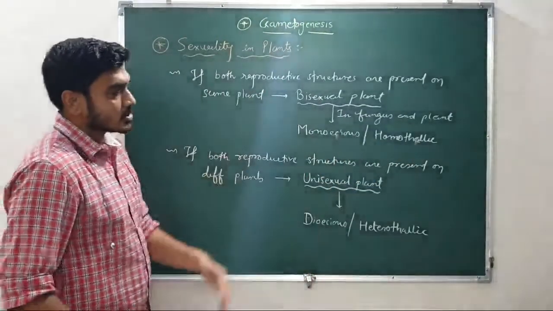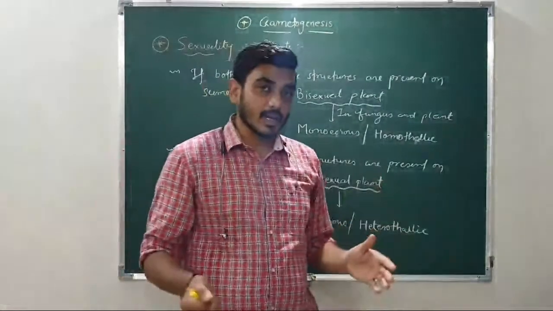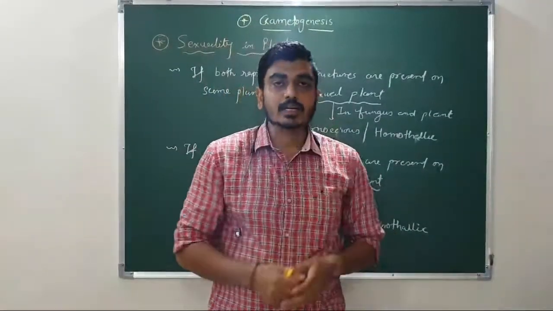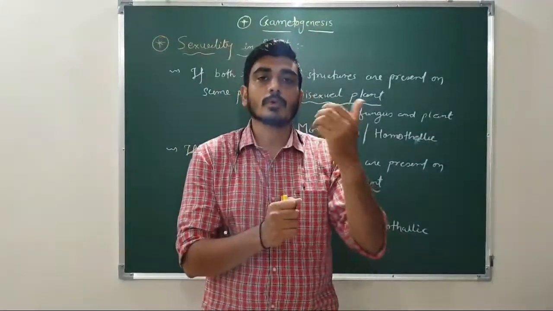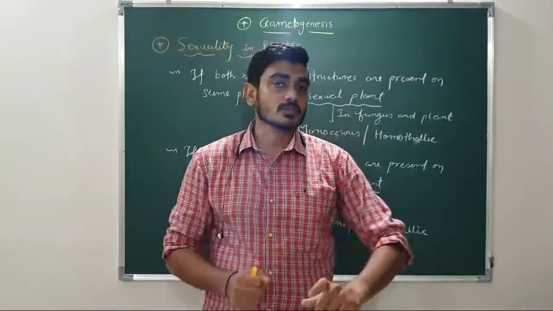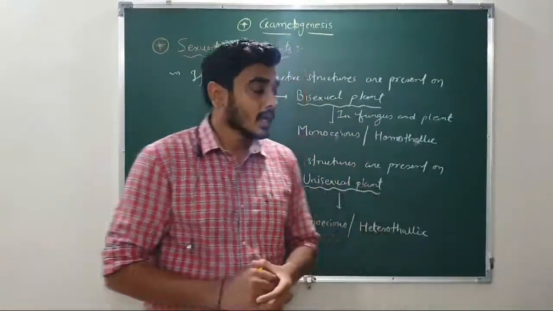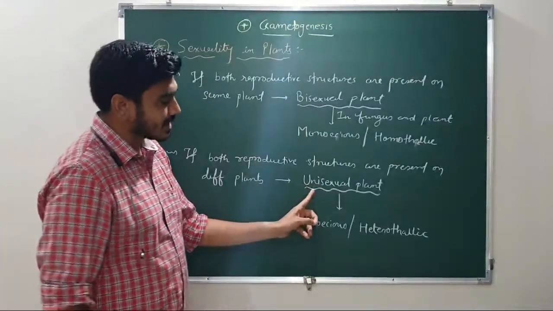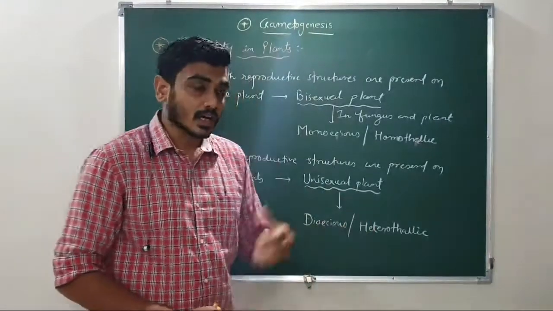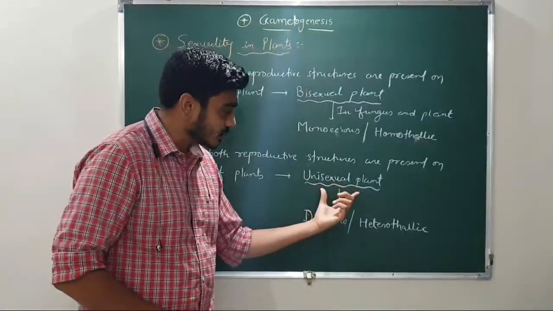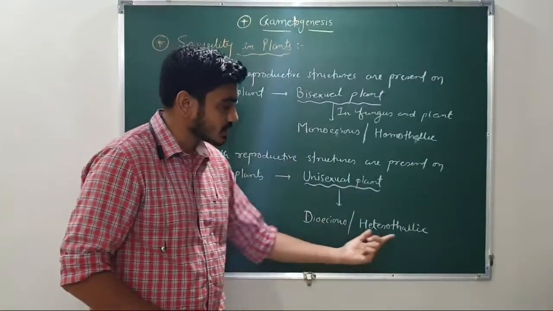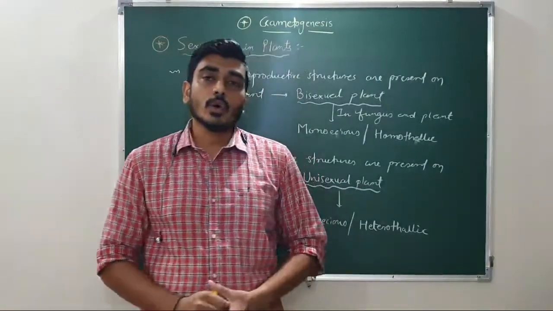The other terms used to represent the bisexual condition are monoecious and homothallic. Similarly, if the reproductive structures are present on different plants, that means a single plant is responsible for the formation of only a single type of gamete, then those plants are considered unisexual plants. The other terms which represent the unisexual condition are dioecious or heterothallic.